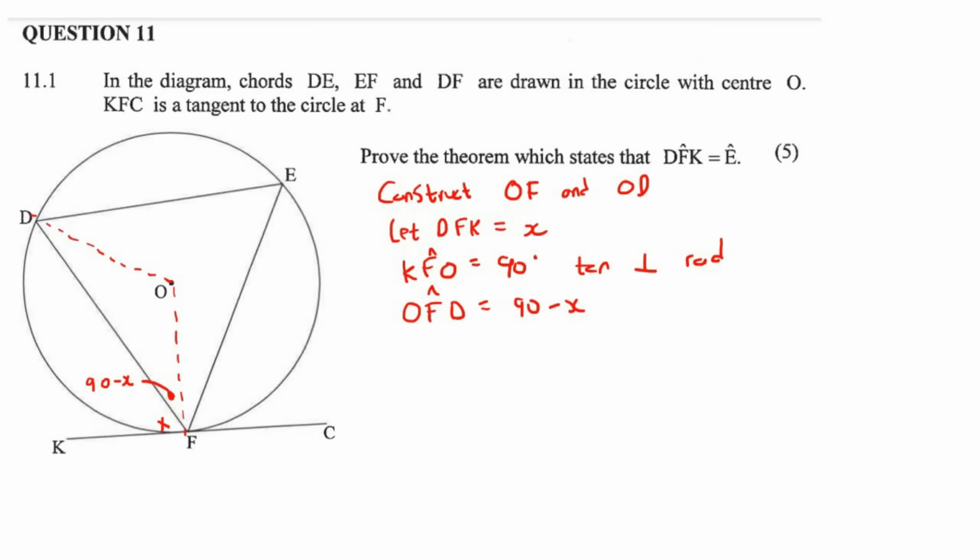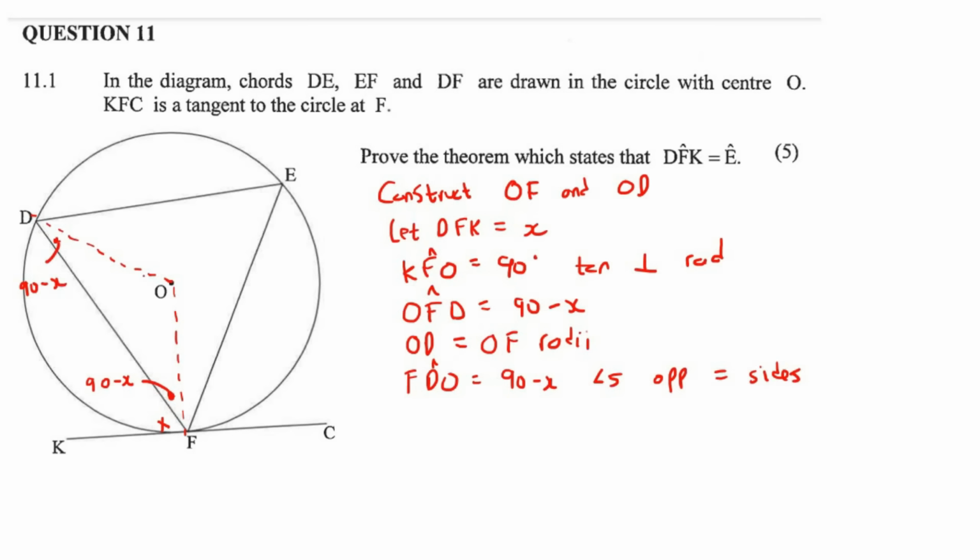Now, in this triangle over here, it is an isosceles triangle, right? Because we know that OD is the same as OF, because they are the radii. So therefore, this angle, which I'll call FDO, is also going to be 90 minus x, and that's just because of angles opposite equal sides. So this is 90 minus x.